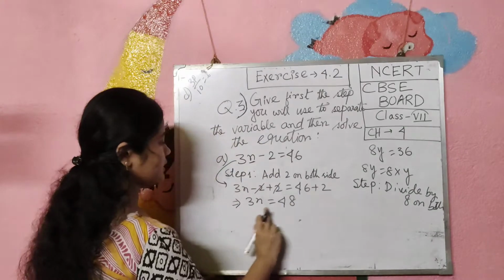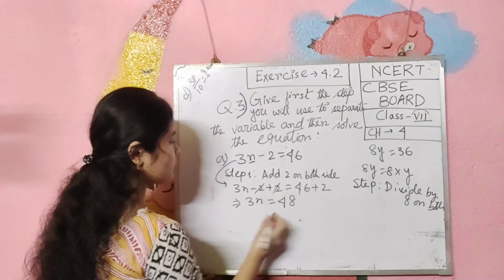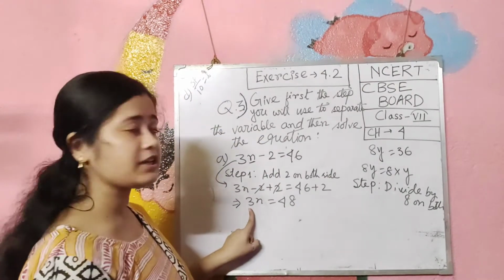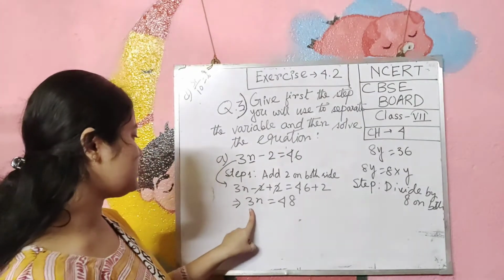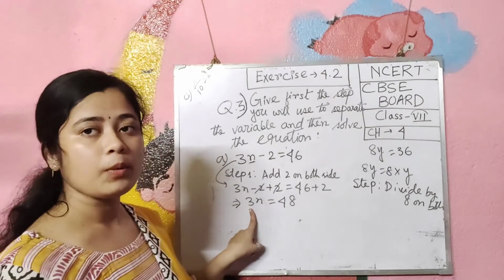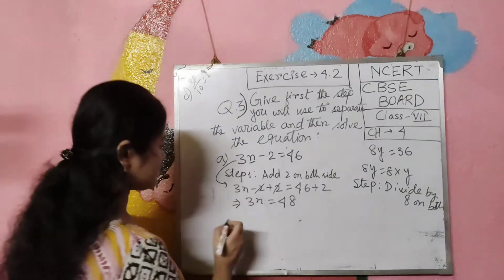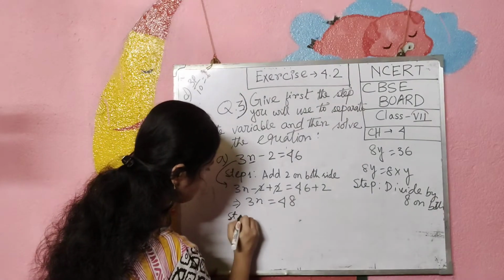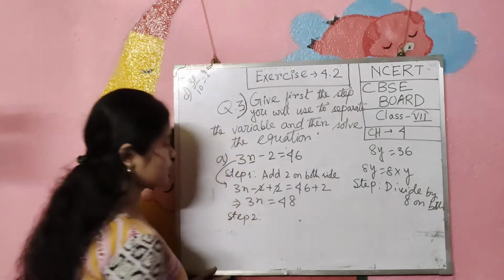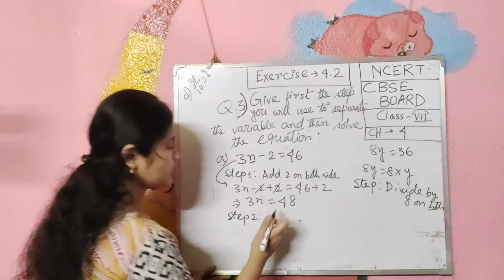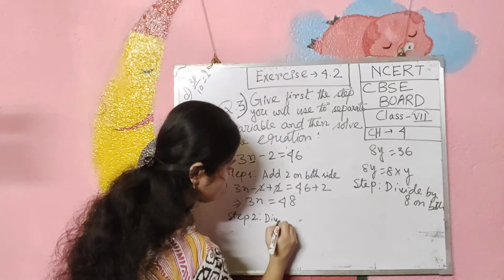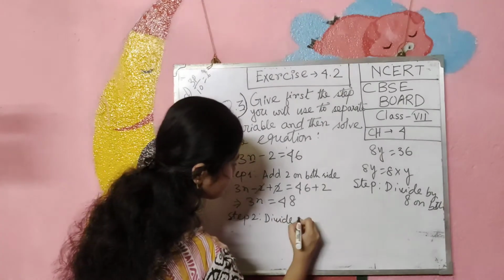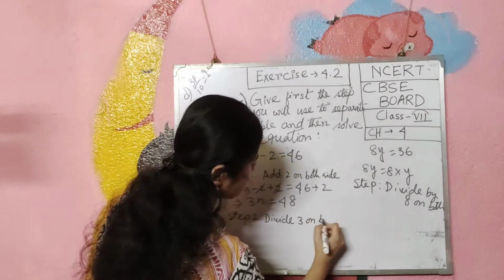Then see, in this equation, with the variable, 3 is multiplied. What is the opposite form of multiplication? That is division. So step 2: the opposite of multiplication is division. So I will write divide by 3 on both sides.